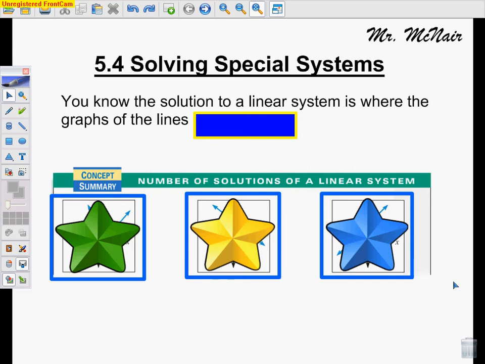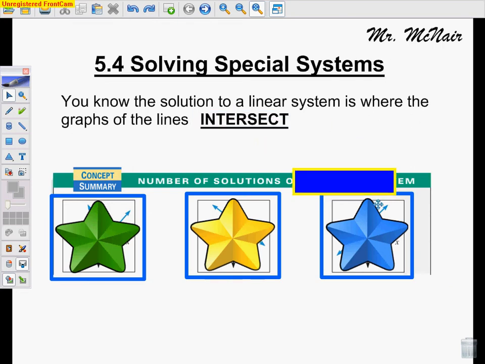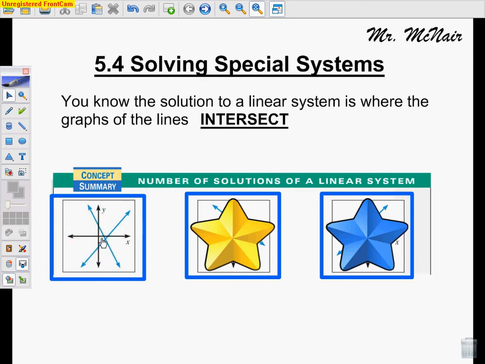Now, we have solved systems by graphing back in section 5.1, and you know that the solution to a linear system is where the graphs of the lines do what? Intersect. Now, because we're dealing with linear systems, two lines can interact in three different ways. One way is that they could cross at one point. Something like this would have one solution.